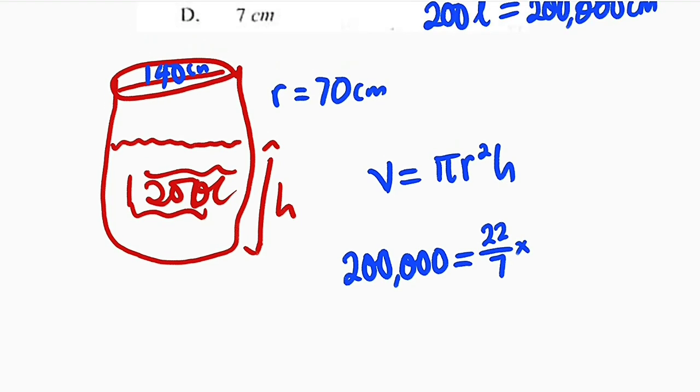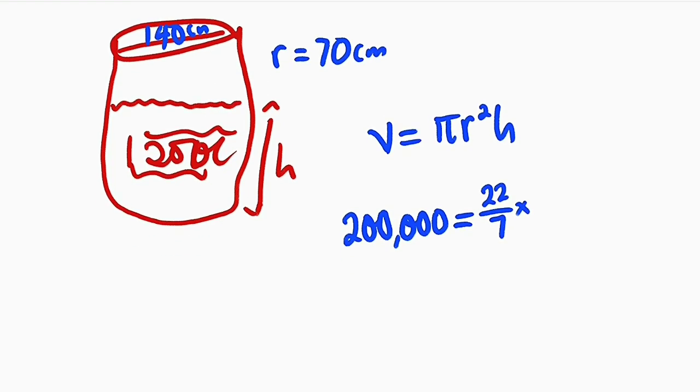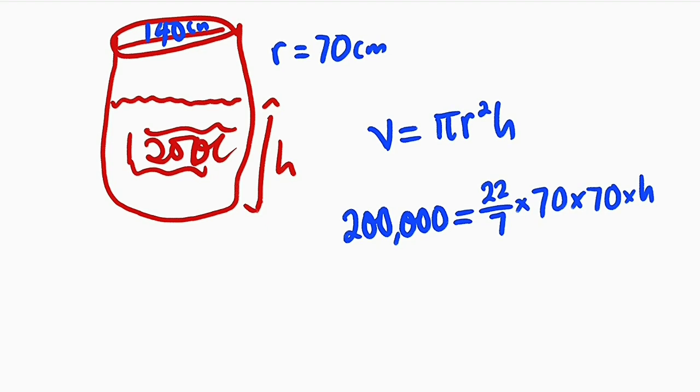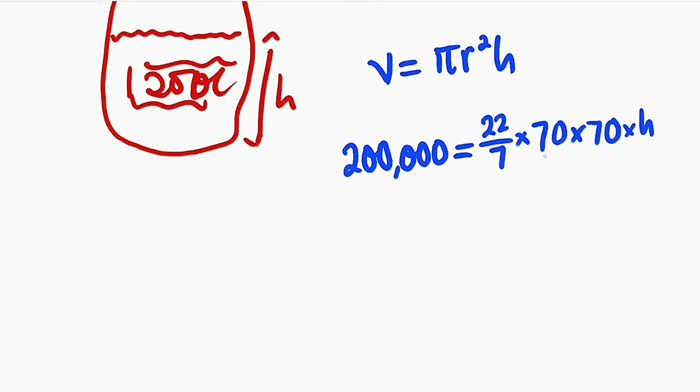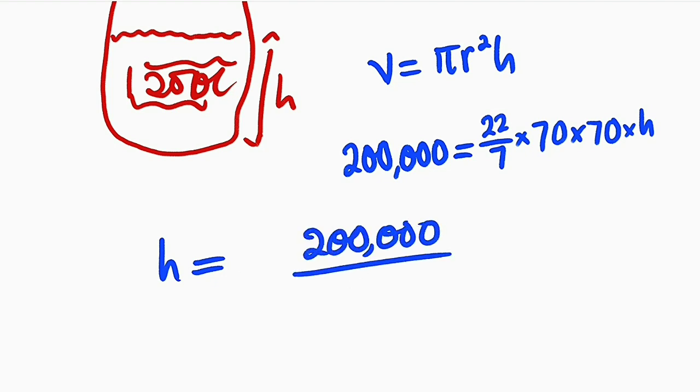Then multiply by r squared, that is 70 times 70. Then multiplied by h, which we are looking for. So now let us make h the subject. We can divide both sides by 70 times 70. Therefore, h is equal to 200,000 divided by 70 times 70.